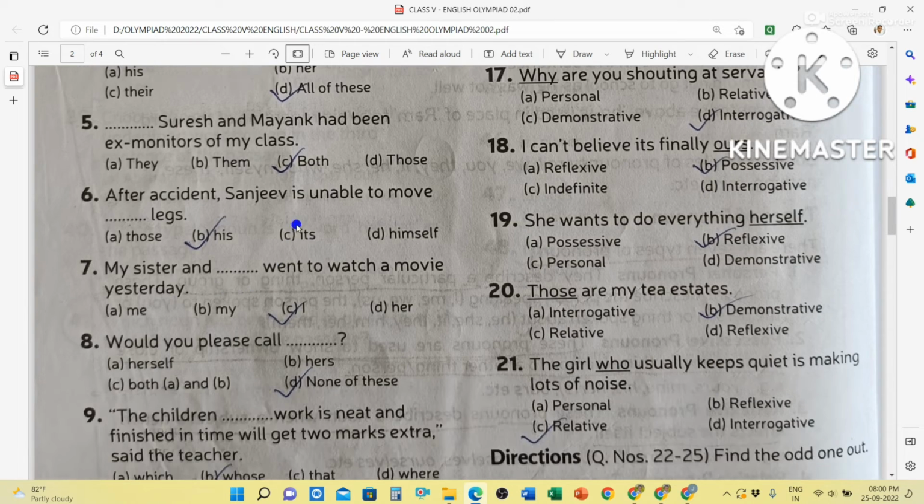After the accident, Sanjeev is unable to move. Dash legs move. His legs. My sister and dash went to watch a movie yesterday. My sister and I. My sister and I went to watch a movie yesterday.